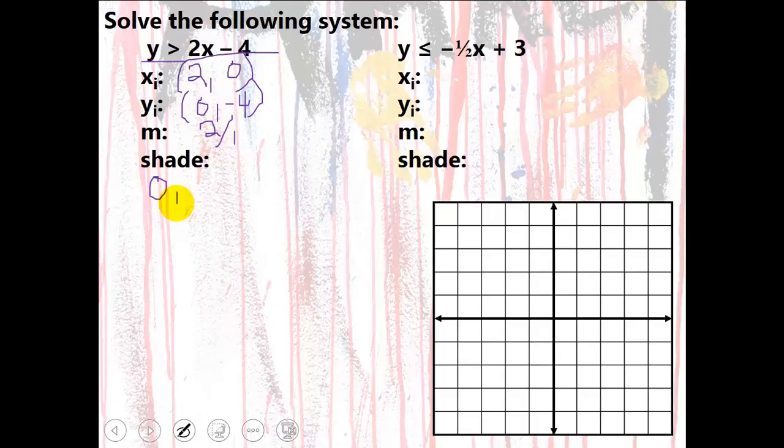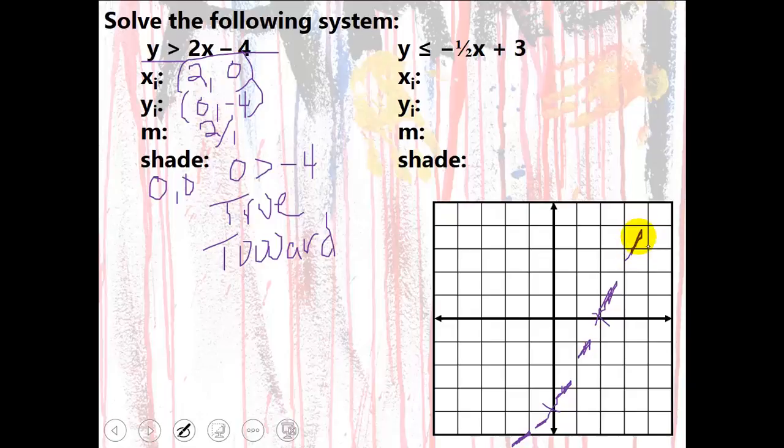If I test (0, 0), I get 0 is greater than -4. Well, that's true, so I'm going to shade toward (0, 0). I'm going to do that in purple. So here's (2, 0). Here's (0, -4). And I'm going to use a dashed line on this. And then I have to check my shading, and I have to go towards (0, 0), so I'm going to go this way.